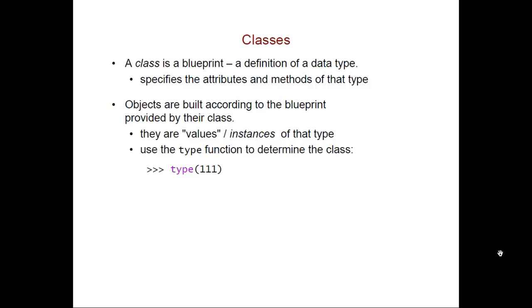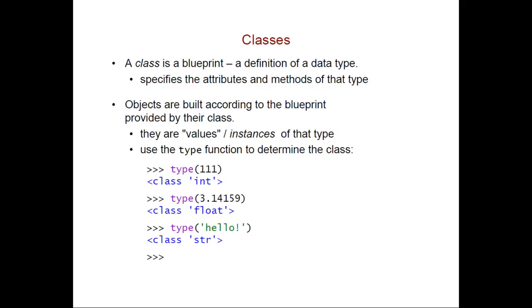Now it turns out we can use the type function to figure out the class of an object. So for example, if we pass in an integer to the type function, we'll get back the class int. If we pass in a float, we'll see that it's of the class float. And this is the name of the class that this object is built from. It's the type of object that that number is. If we use a string as the input to type, we'll get back the class str. If we pass in a list, we'll get back the class list.